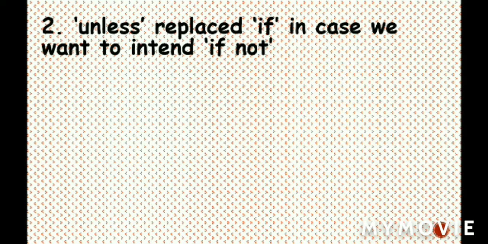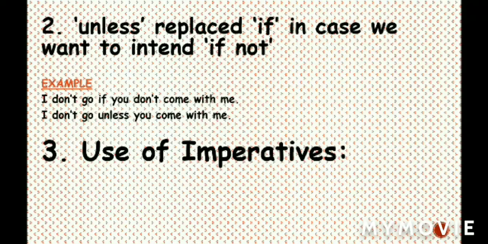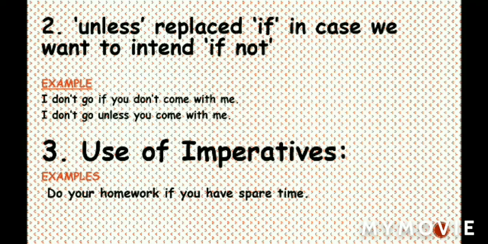Point number 2. Unless replaces if in case we want to intend if not. Let's have a look. I don't go if you don't come with me. I don't go unless you come with me. Next, point number 3, use of imperatives. We can use imperatives in the main clauses. Do your homework if you have spare time. Wash the dishes if you get home before me.